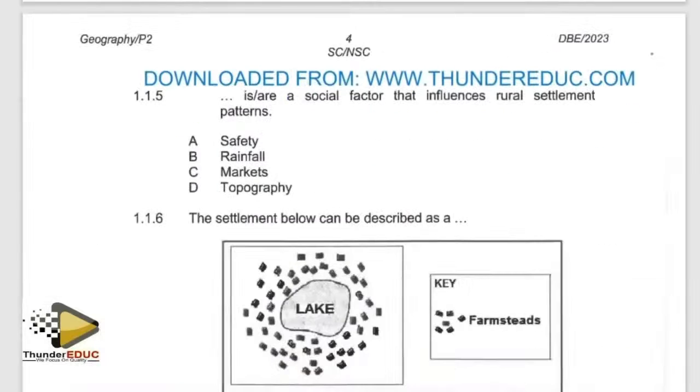We proceed. 1.1.5: dash is a social factor. Social means something that affects people's lives directly. It is safety, rainfall, markets, topography. This is physical, this is economic, this is physical. The only social factor is safety. So that becomes A.